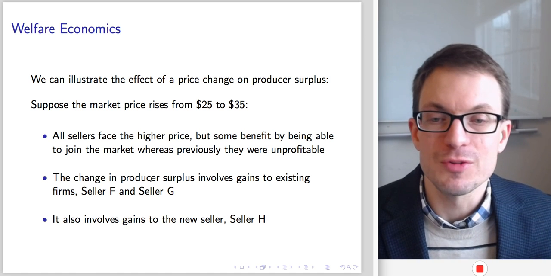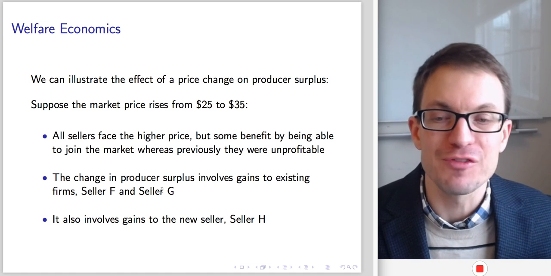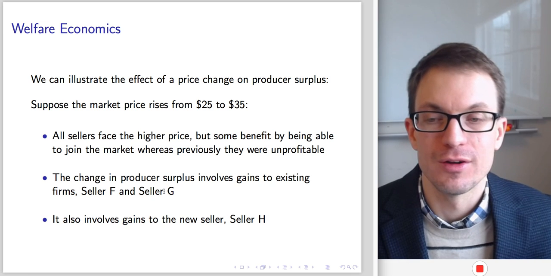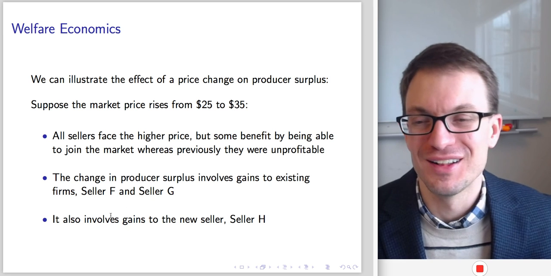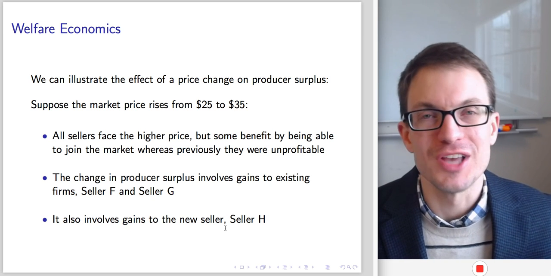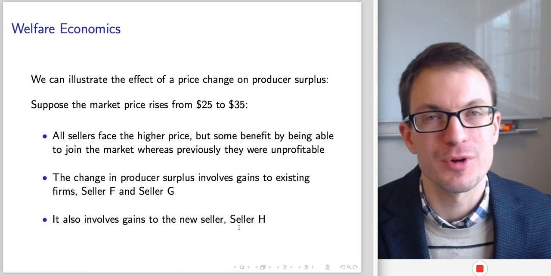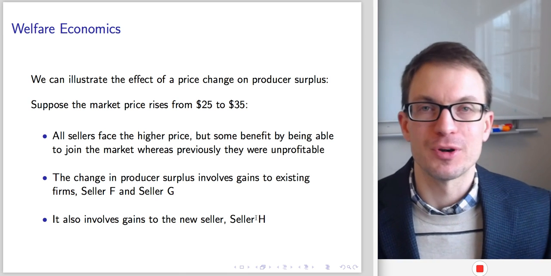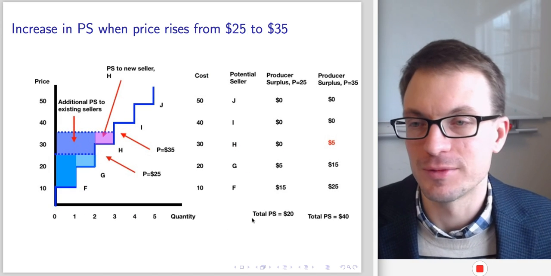So the change in producer surplus involves gains to existing firms, seller F and seller G. Right? They were in the market before. They like the $35 price better. It also involves gains to a new seller H. H previously had costs too high to be in the market. When the price rises, now they're able to participate and produce and supply the market.